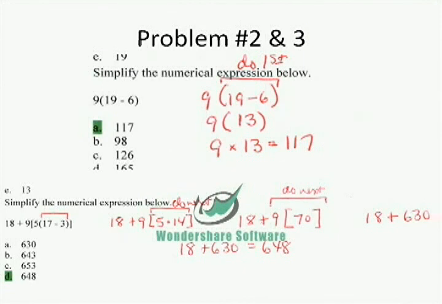The last operation that you would do is the addition, because first you had your brackets, your parenthesis, your multiplications, and then the last operation you would do is any additions or subtractions. So the final answer there would be 18 plus 630, which is 648.